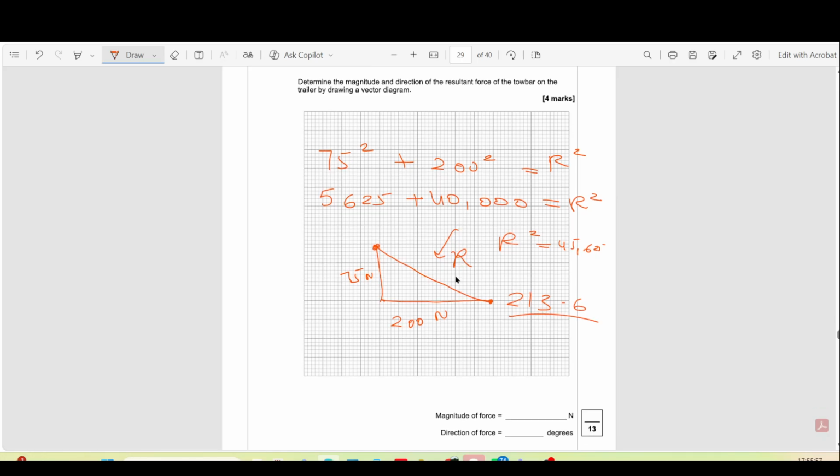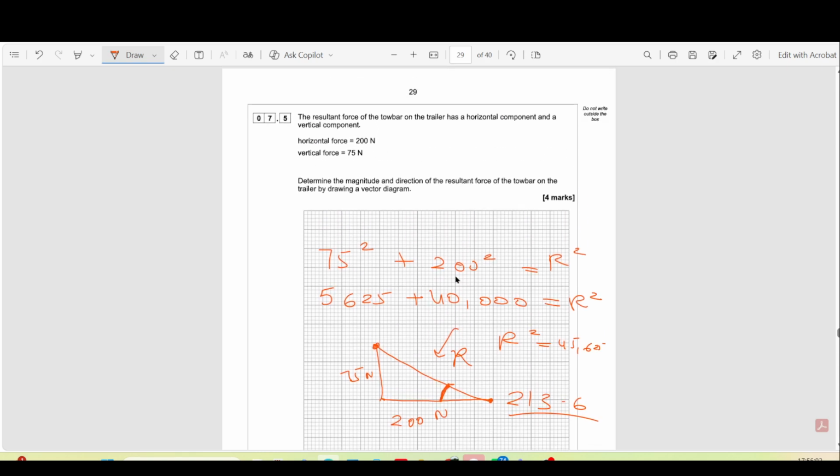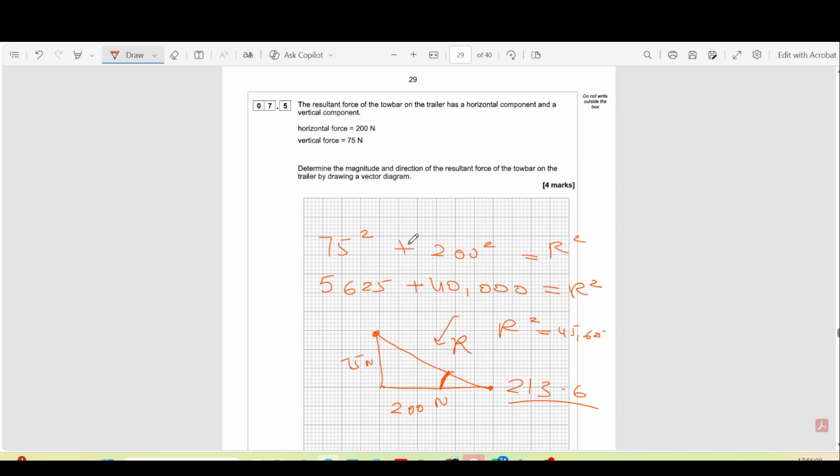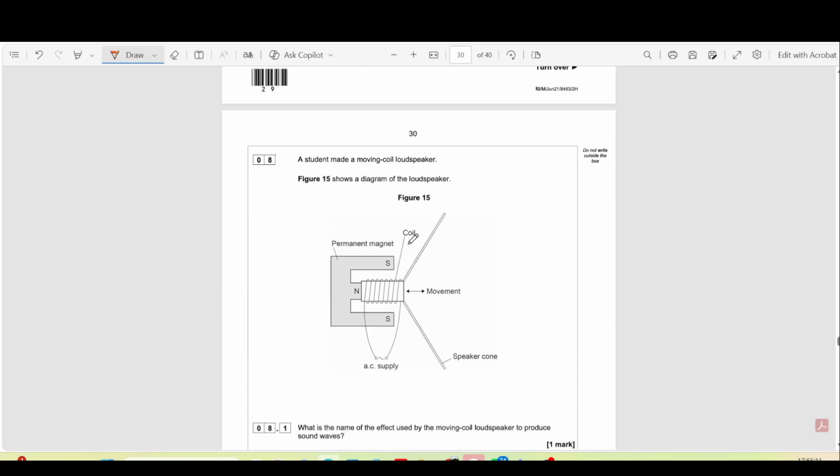And I think you need to use a protractor for direction, for the angle also. Okay, you need to use a protractor and you can tell how much this angle is if they ask about an angle.